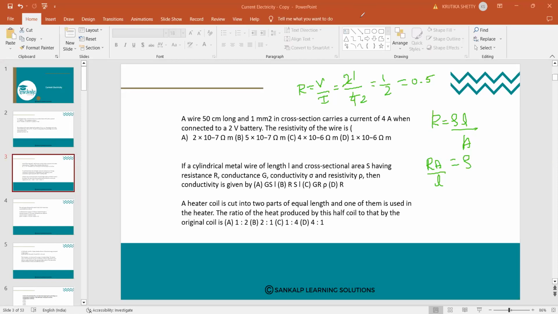0.5 into area. Area is 1 millimeter square, which is 10^-6. Okay, 1 × 10^-6 divided by length, 50 centimeter, which is 50 × 10^-2. So simplification, do it properly. This gives 10^-6 ohm meter. That is option D, right?